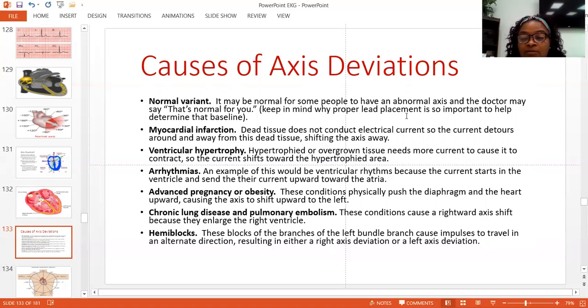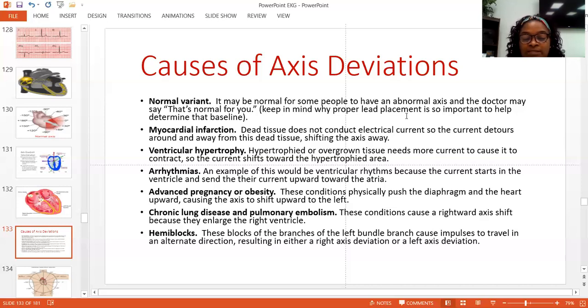So again, it takes more current for that large tissue to make it contract. Arrhythmias, an example of this would be the ventricular rhythms in which you have that current going backwards. So it's pushing back up towards the atria instead of coming down like it's supposed to. Advanced pregnancy or obesity. Oh, I can relate. These conditions physically push the diaphragm and the heart upwards, causing that axis to shift upward to the left.